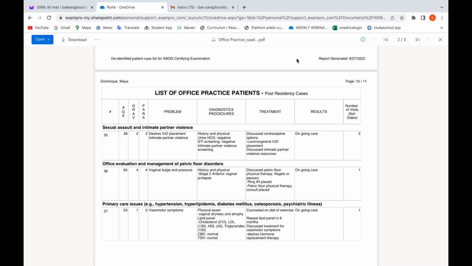Okay. And so the POPQ is based on the maximum descent of the prolapse relative to the hymen in one or more compartments. So stage 0 is where there is no prolapse, where all points are -3. Stage 1 is where the most distal prolapse is more than 1 centimeter above the hymen. Stage 2, the most distal prolapse is between 1 centimeter above and 1 centimeter below the hymen. Stage 3, where the most distal prolapse is more than 1 centimeter below the hymen, but no more than 2 centimeters less than the total vaginal length. And then stage 4 is the complete procidentia.